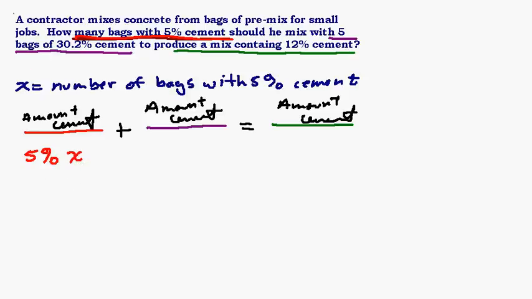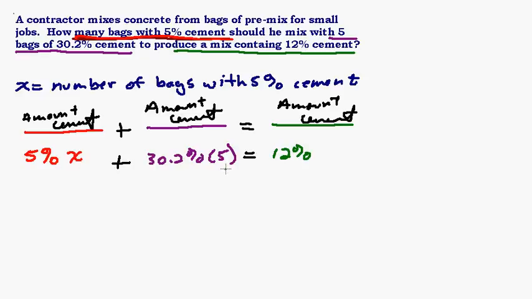Now we're going to add that to 5 bags of 30.2%. So we're going to go 30.2% times 5. And we want that to equal 12% of the total amount of bags that we have. Well, 12%, that's pretty easy. 12% times the total amount of bags. How many bags are we going to have? Well, we had x bags here, and then we had 5 bags here. We've got x of these red bags and 5 of these purple bags. So how many total bags do we have?